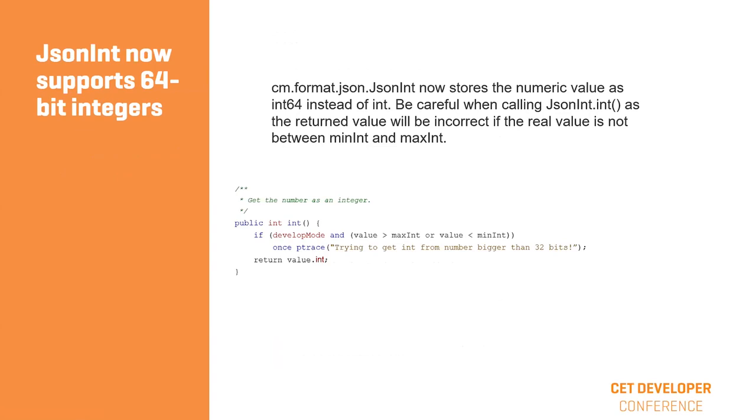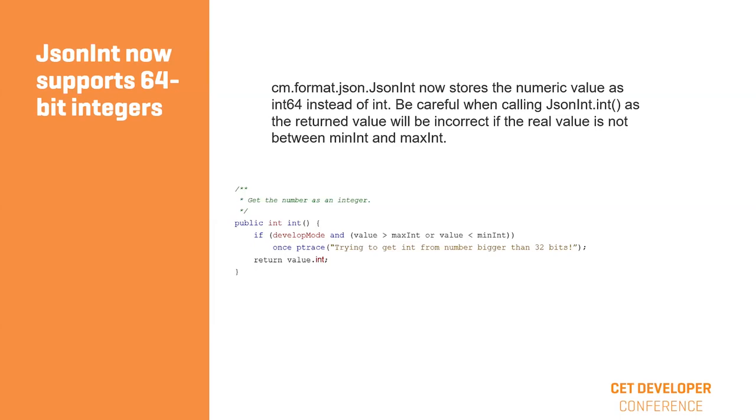Yes, so JSON. We now support JSON with 64-bit integers. And this is great, but we just want to inform you guys that in the class JSON_int, there's a method called int. There's also a new method now called int64. Int64 is always safe to call, I believe, but int, yeah, it's also safe to call, but you have to verify the value after you retrieve it from that method.